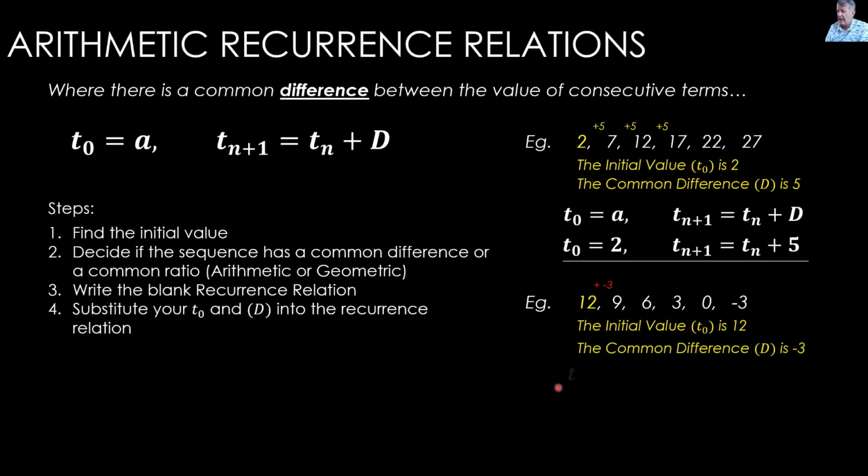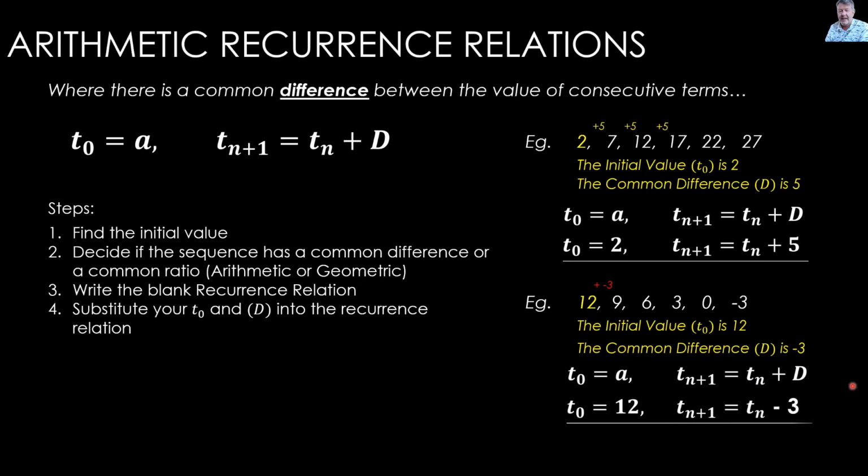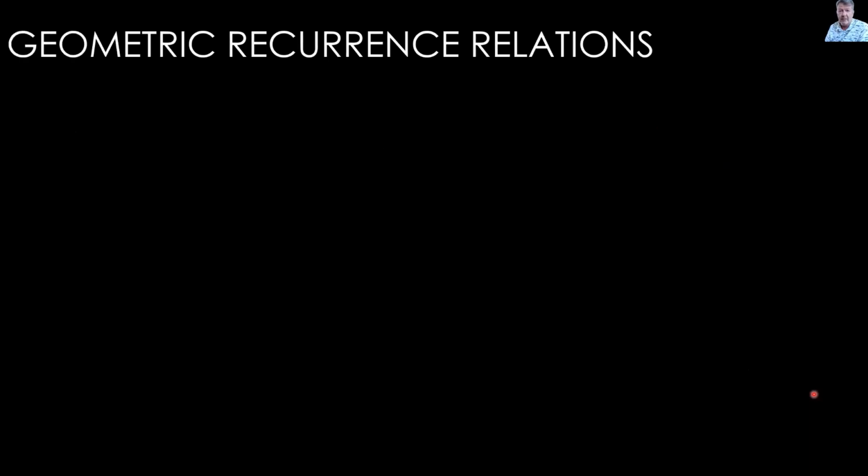Third step, write the blank recurrence relation and substitute our A value in, which is 12, and substitute our D value in, which is negative 3. Done. Nice and easy. All right. Go get some arithmetic recurrence relation practice in, and I'll see you back here shortly for some geometric stuff. Unless, of course, you want to have a look at geometric now, in which case, here it is.